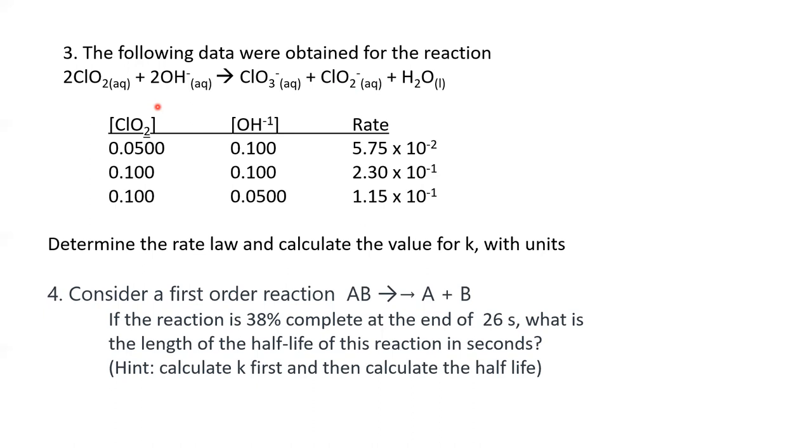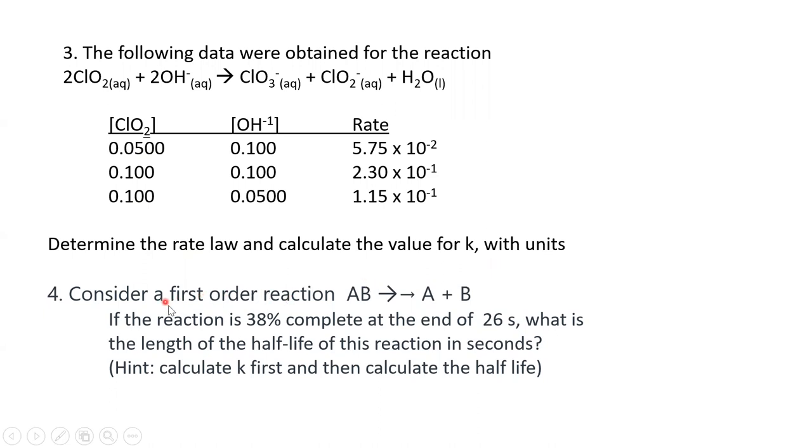So you want to find out, how does ClO2 affect the rate? Almost always it's going to be zero order, first order, or second order. And then we need to figure out how the concentration of hydroxide affects the rate. Again, zero order, first order, or second order. And then once we figure out the order for both reactants, we can write a rate law. And then once we write that rate law, we can pick one of the trials, plug in the information from that trial into our rate law, and calculate K. So that's the thought process for question number three.